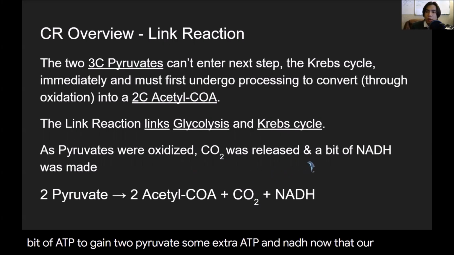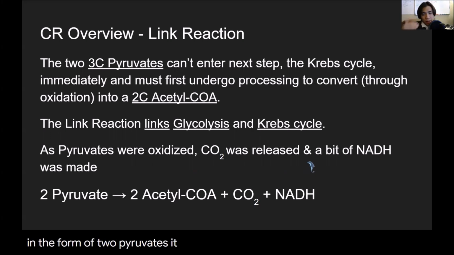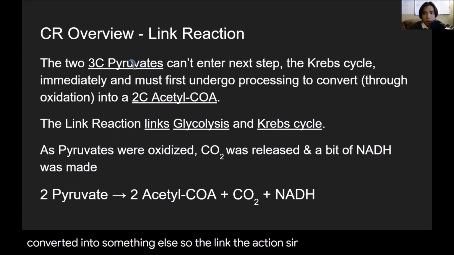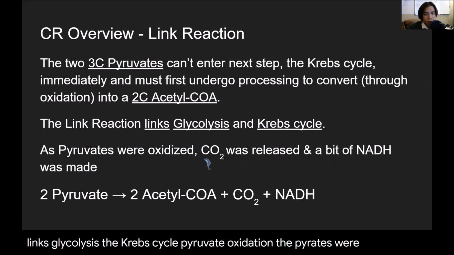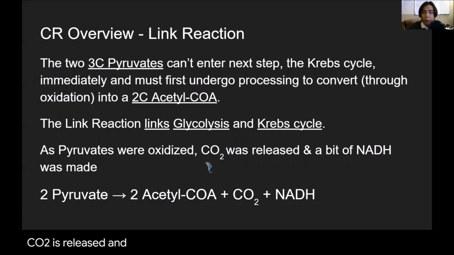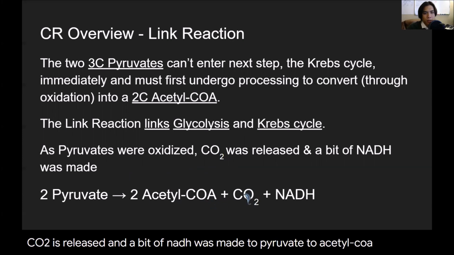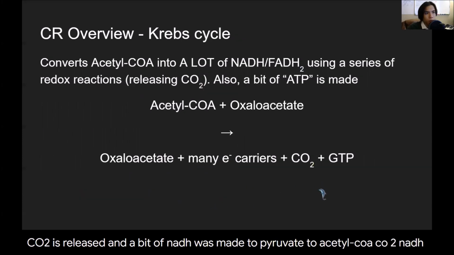Now that our glucose is in the form of 2 pyruvates, it can't enter the next step, the Krebs cycle, until it is converted into something else. So the link reaction serves to convert our pyruvates into a molecule called acetyl-CoA, which is 2-carbon. The link reaction links glycolysis and the Krebs cycle. Pyruvate oxidation: the pyruvates were oxidized, CO2 was released, and a bit of NADH was made. 2 pyruvate, 2 acetyl-CoA, CO2, NADH.